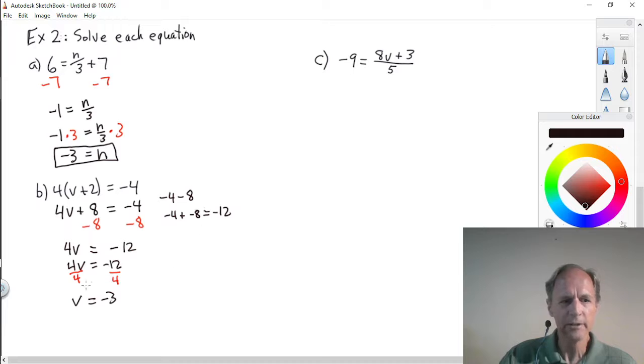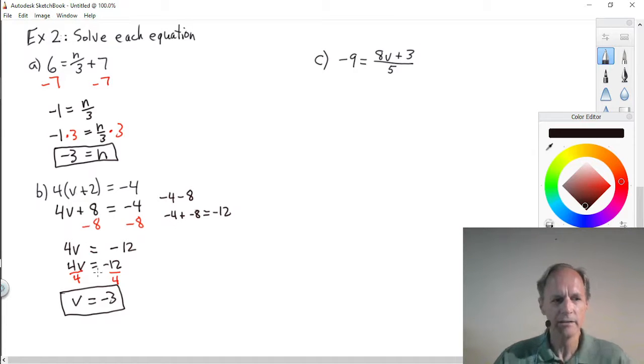Okay, so we won't check that one either. It's a little more involved to check it, but if you have time on the test, sure, plug it in. We could take a quick look at it and just do it in our head. Put the negative 3 in for the v. Negative 3 plus 2 is negative 1. 4 times negative 1, negative 4. Yep, it checks.